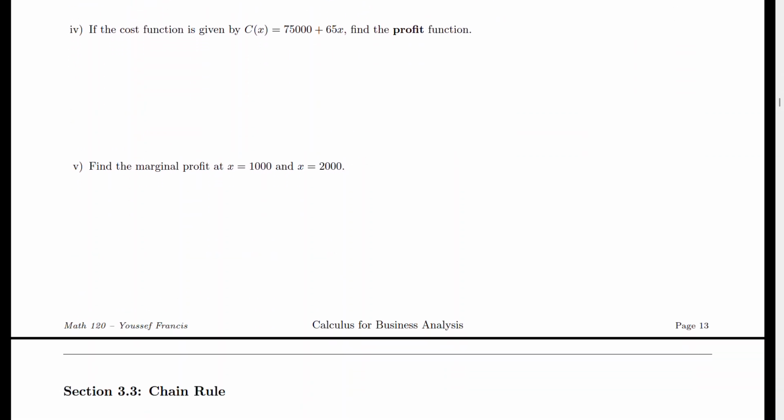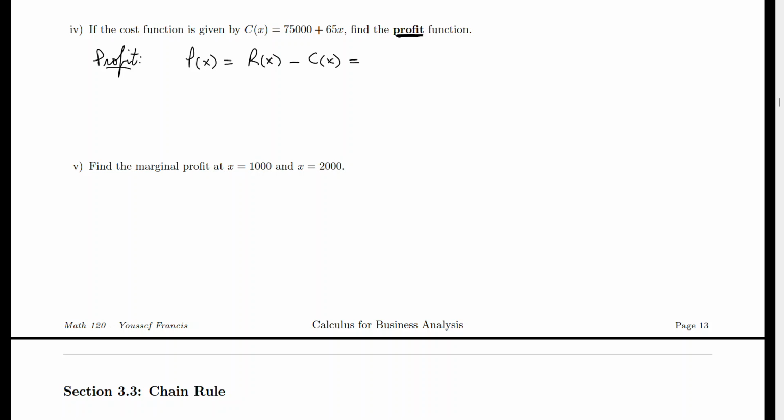It says if the cost function is given by c of x equal to 75,000 plus 65x, find the profit function. So remember, they're giving me the cost, but they're asking for profit. The profit function is called p of x. And how do you get the profit? You subtract r of x minus c of x. So you subtract revenue minus the cost.